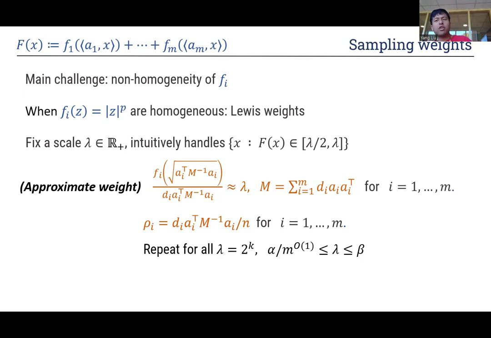Now, to build the overall sampling algorithm, we're going to repeat this for all lambda equal to powers of 2, for lambda between our desired range alpha and beta, but you have to divide by extra poly n factors to get it to work. So that's the overall algorithm. We find some matrix M that represents approximate weights, and then we sample by the leverage scores of the matrix M. That's just at the level lambda, and then we go over multiple levels of lambda to find our actual sparsifier.